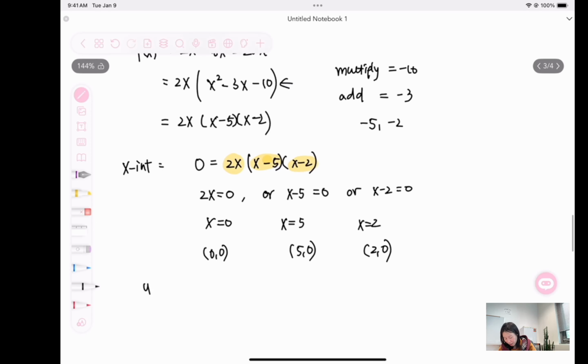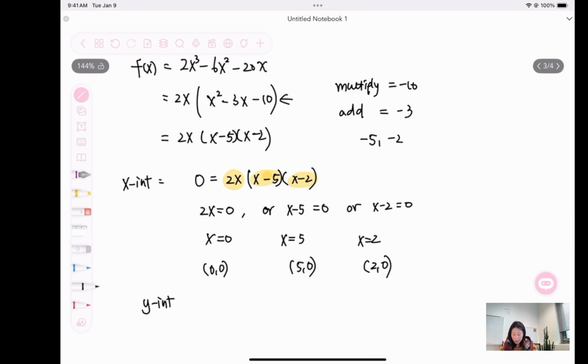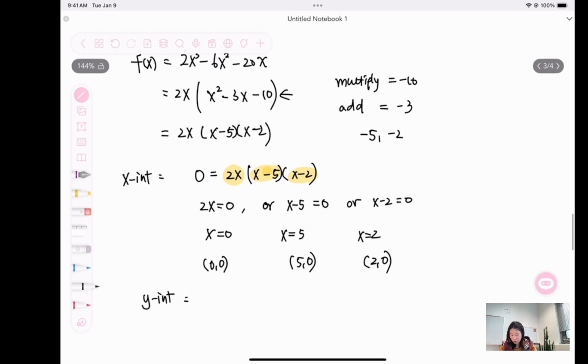And the y-intercept is when x equals 0. So f of 0 is 2 times 0, which gives you 0, minus 6 times 0 is 0, minus 20 times 0 is 0. So here's the y-intercept, (0, 0). That's it.